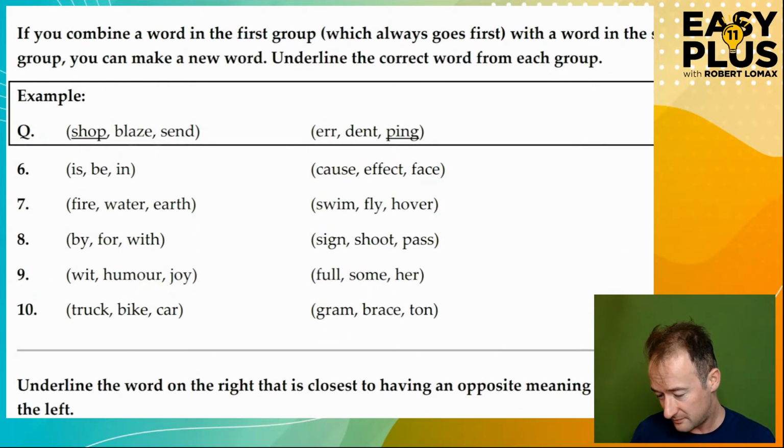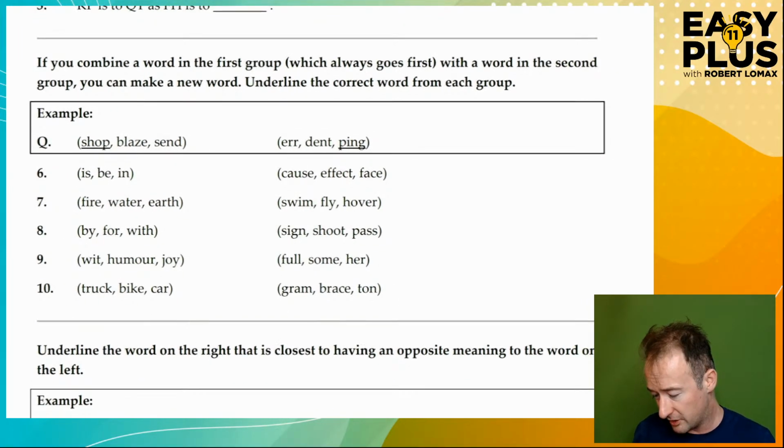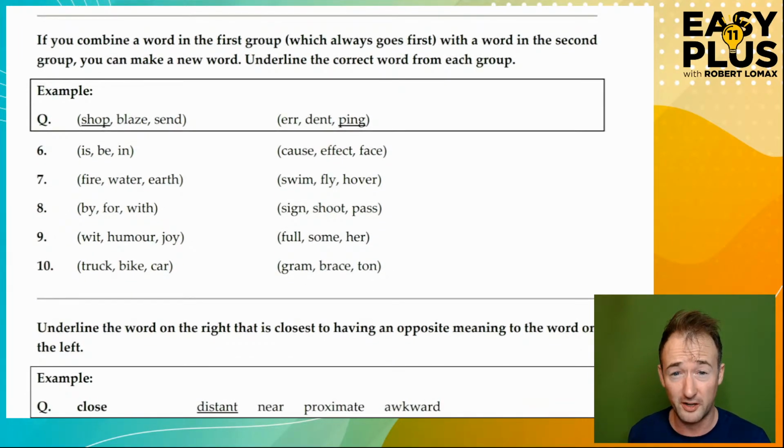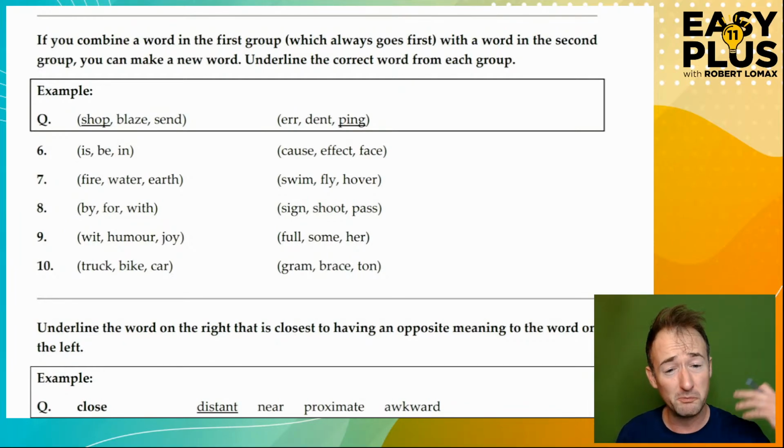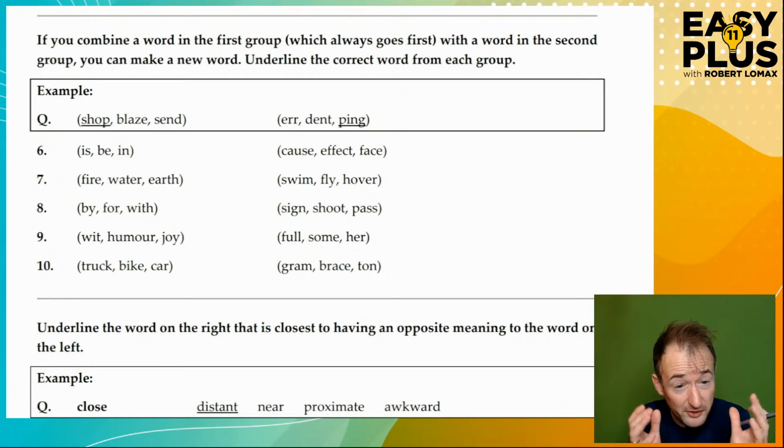Okay. Made this a little bit smaller so we can see it all. If you combine a word in the first group, which always goes first, with a word in the second group, you can make a new word. Underline the correct word from each group. So we're looking for a word, not a phrase, okay?